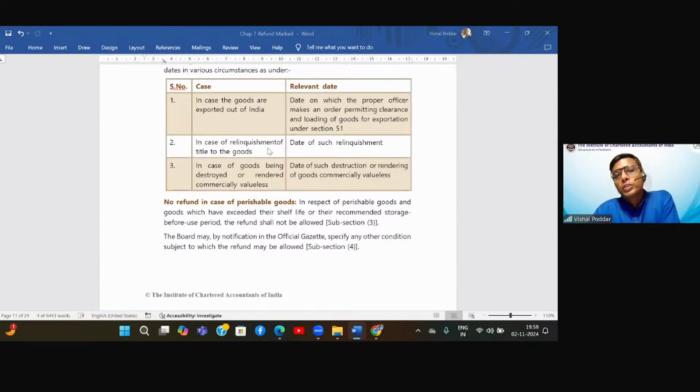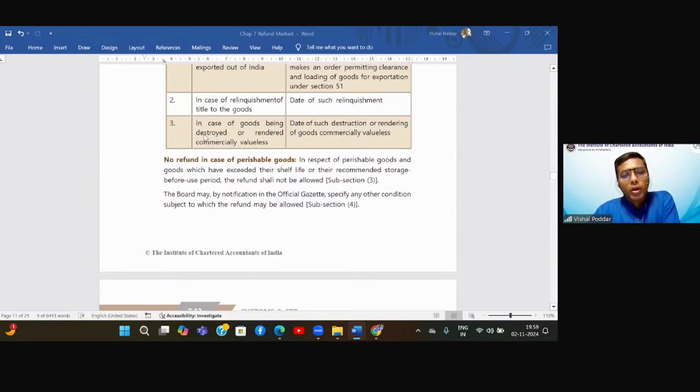In case you are relinquishing the title, the date on which you give that written notice that you are relinquishing the title will be considered as the date for counting the 6 months period. And in case the goods are being destroyed or rendered commercially valueless, again, the date which is noted in the customs register of the date of destruction or rendering them commercially valueless. So simple, the 6 months time limit will be counted from the trigger point. For sending back the goods, the date of export order, clearance order. In case of relinquishing the goods, the date of relinquishment, whatever date you sign the document. And third, where you're destroying, the entry made in the customs register notifying the destruction.